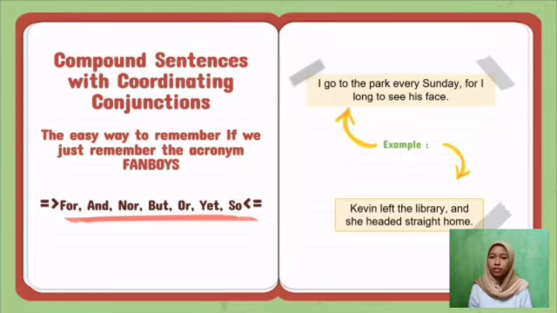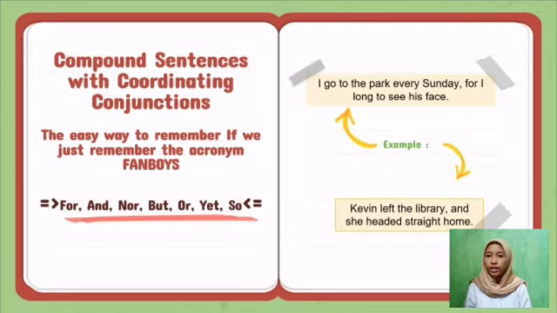Recall what I mentioned before about coordinating conjunctions. In English, there are 7 coordinating conjunctions. The easy way to remember all of them is the acronym FANBOYS, which contains the first letter of each: for, and, nor, but, or, yet, so. In this part, we have some examples. Let's take a look.